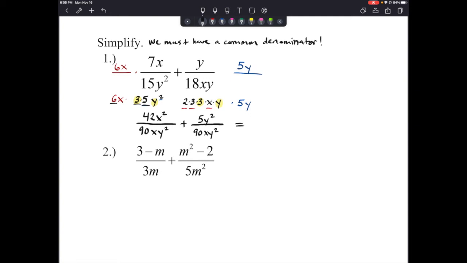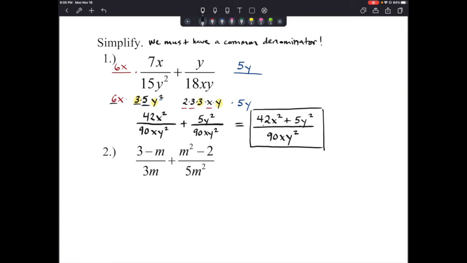So now that we have common denominators, we can take this and rewrite this as one fraction. 42x squared plus 5y squared all over 90xy squared. And that would be our answer. Now, a lot of times we'll look to see, will anything simplify and reduce down? In this case, because we found our least common denominator, that one does not reduce down at all. We don't have any common factors that we see in both those terms in the top.